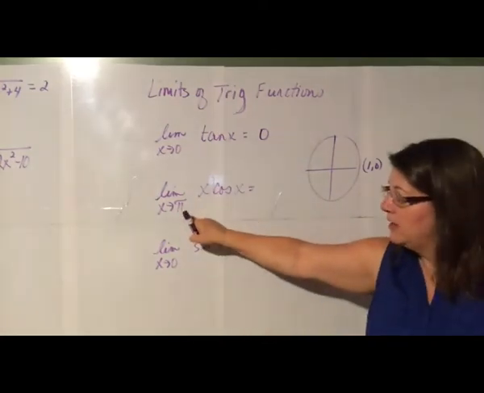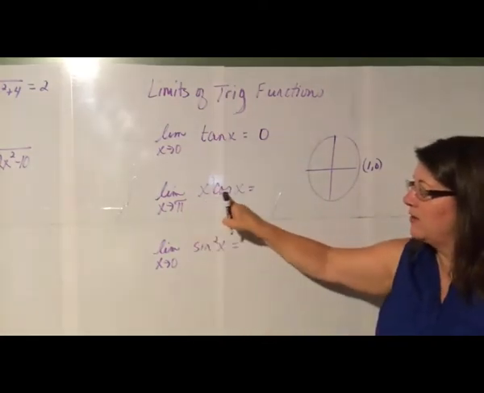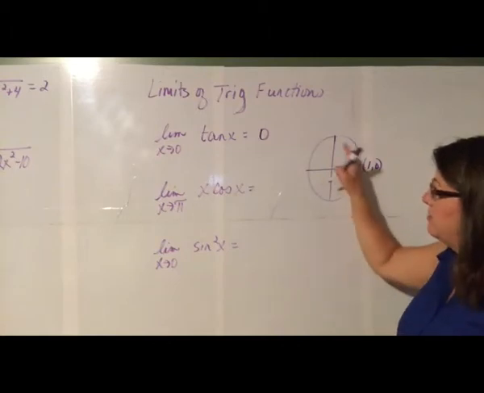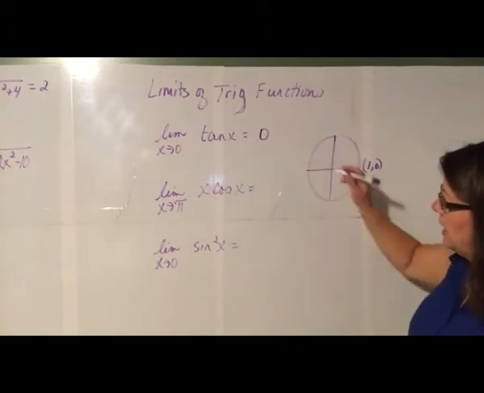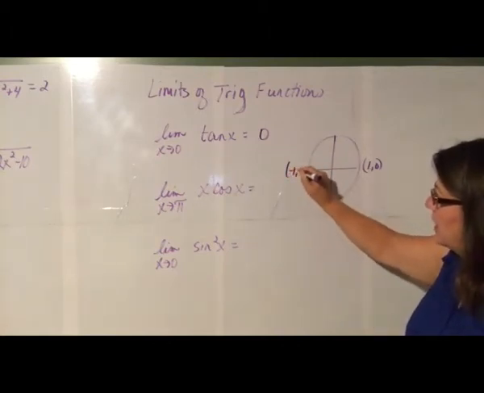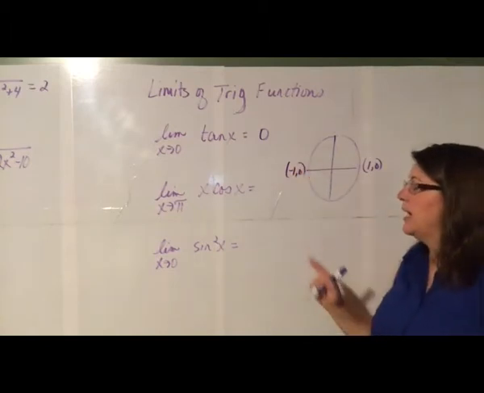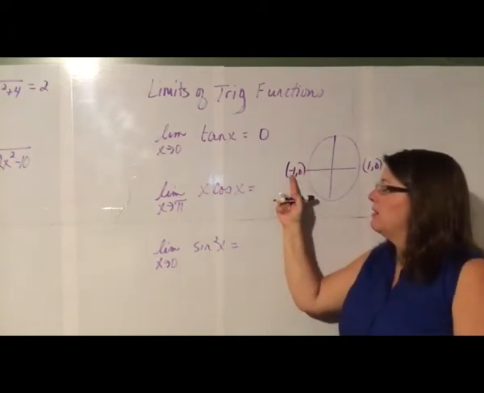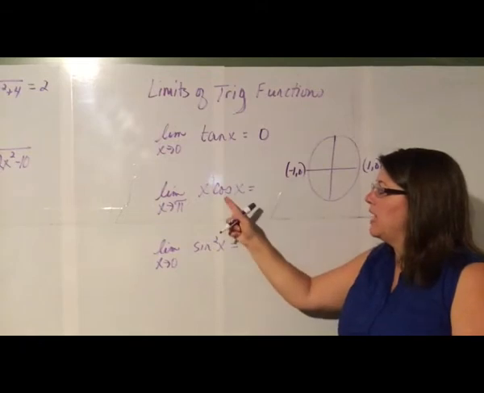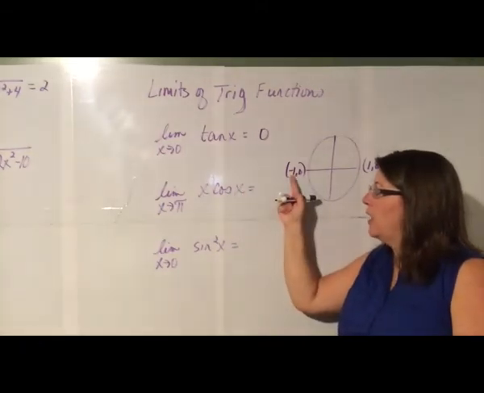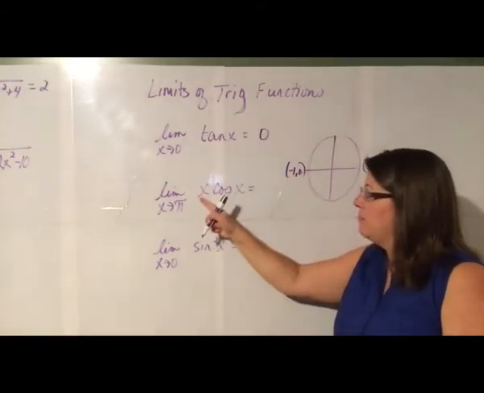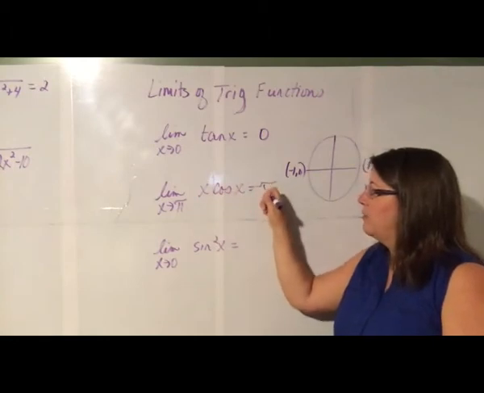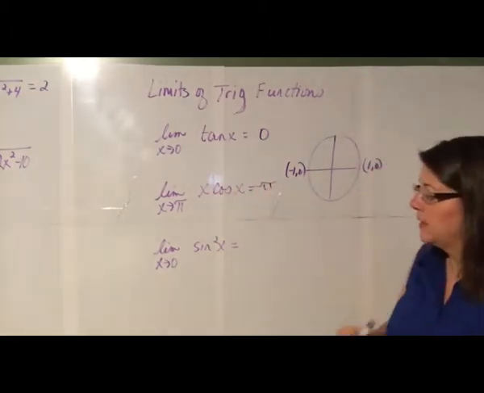Here we have the limit as x approaches pi of x cosine x. So we are at pi, okay? At pi, that ordered pair is -1, 0. Cosine of the ordered pair is the x coordinate. So cosine at pi is -1, and -1 times pi is -pi for my answer there.